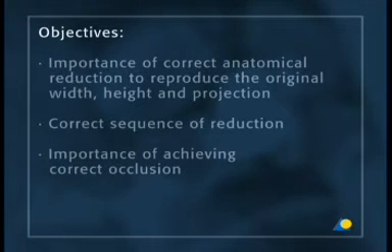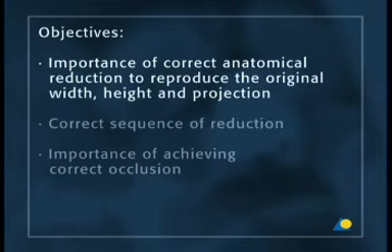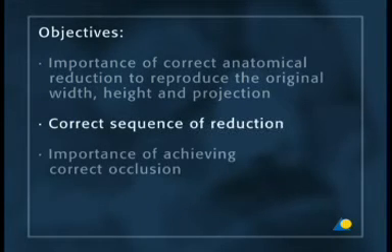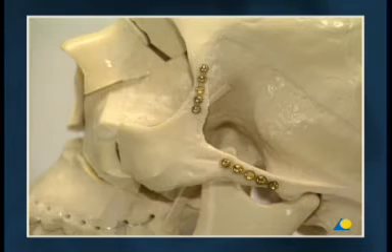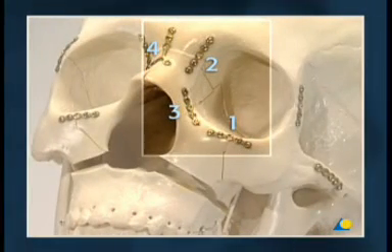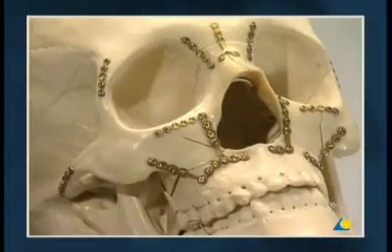The objectives of this exercise have been to understand 3 points: the importance of correct anatomical reduction of the facial buttresses to achieve the original width, height, and projection of the midface, the correct sequence for reducing a multifragmental midface fracture, and the importance of achieving correct occlusion. Here are the main steps again: fixation of the zygomatico-frontal suture and fixation of the zygomatic arch, plating of the inferior orbital aperture and nasofrontal fracture, and fixation of the maxillary buttresses.